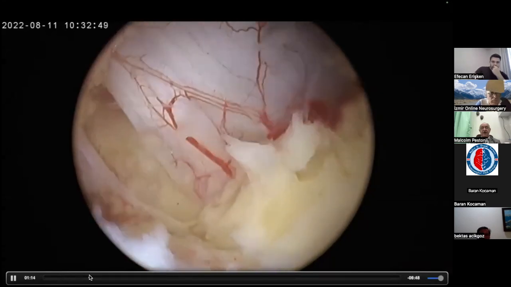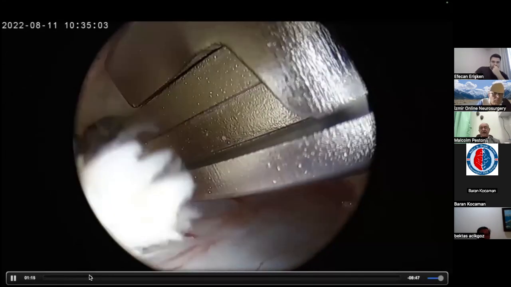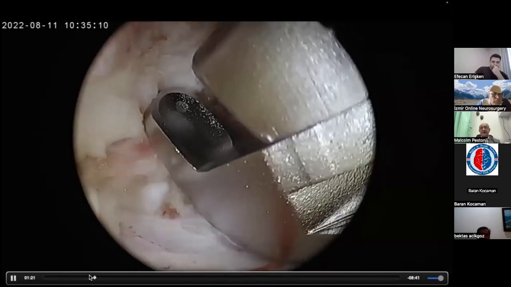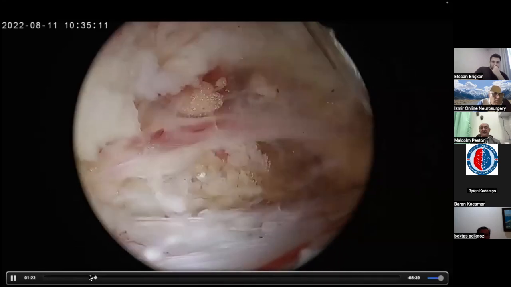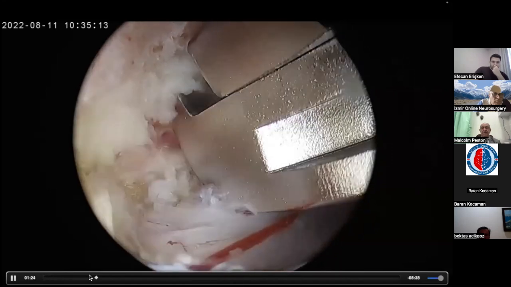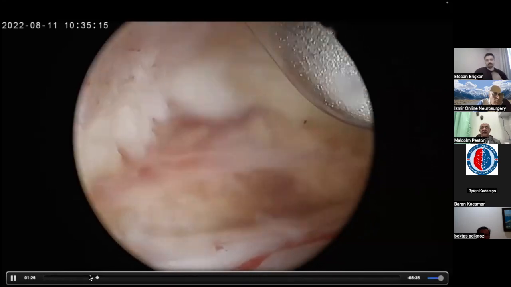And now I've gone into my own foramen and I'm cutting underneath into my own foramen. And you can see the exiting root and its veins. You can see the facetal capsule being cut by me. You can see the foraminal ligaments over there.